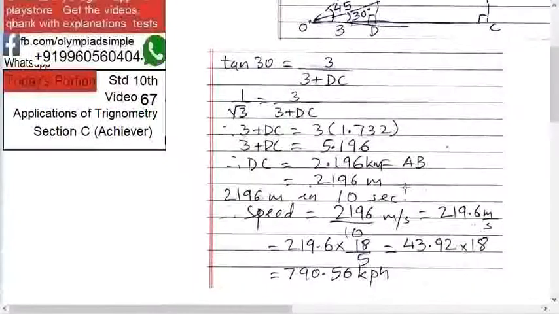So speed is easy now. Speed equals to distance upon time. 2196 upon 10, right? Therefore 219.6 meter per second. But is the speed given in meter per second? It's always given in kilometers per hour. So to convert meter per second into kilometers per hour, we'll have to multiply it by 18 upon 5. Remember this figure very well.